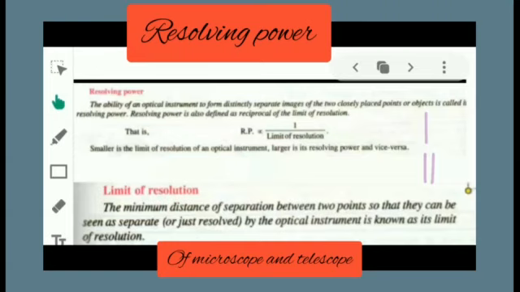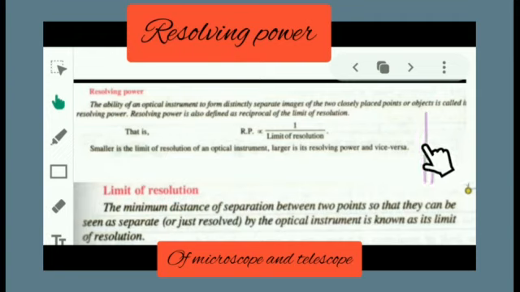Next topic is resolving power. What is meant by resolving power? See here, two lines are here. You can see these two lines separate. But I will tell you, here also I made two lines, but you cannot see that. If you observe it using a microscope, you can see two lines here. This is the resolving power. Our eye's resolving power is less compared to other optical instruments.